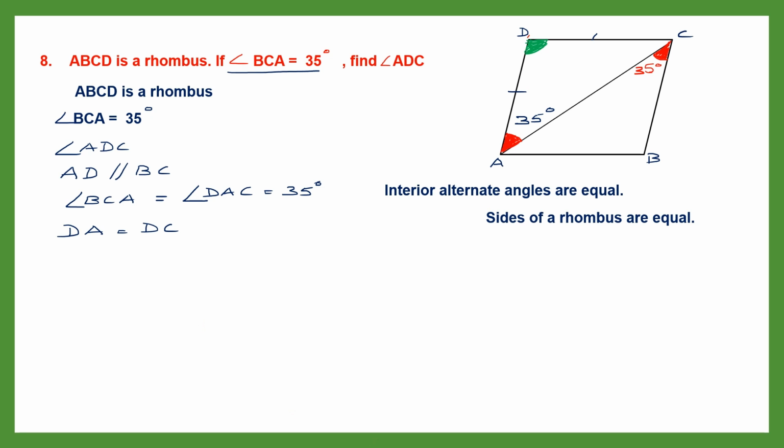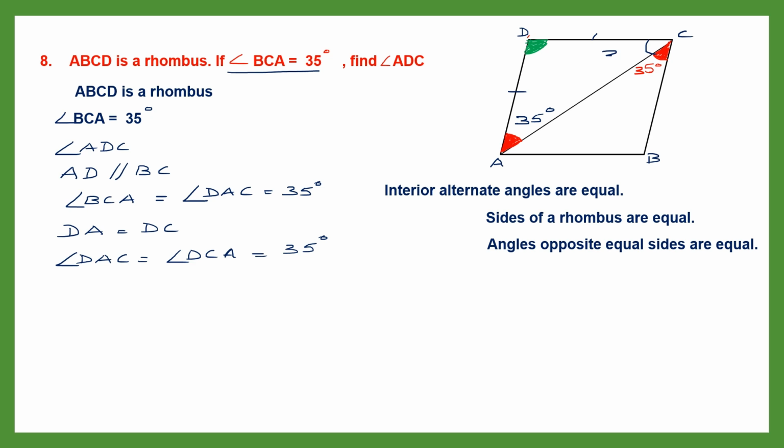So how do we write that? We write it as DAC will be equal to DCA, and both are equal to 35 degrees. And what is the reason? The reason is angles opposite equal sides are equal. So let's mark this also now. Now this is also 35 degrees.